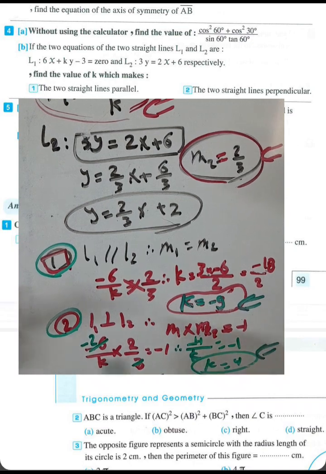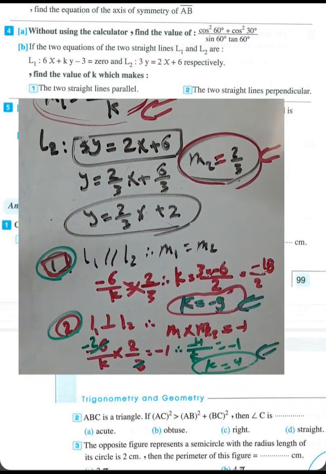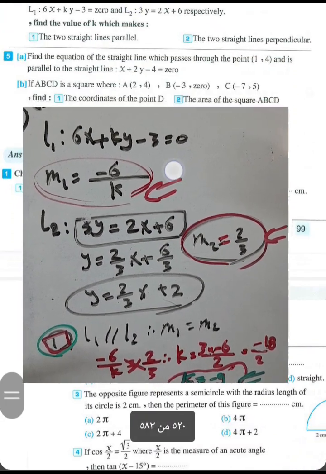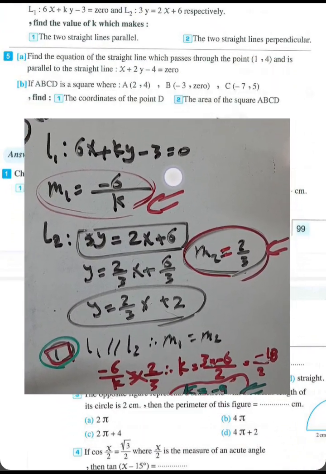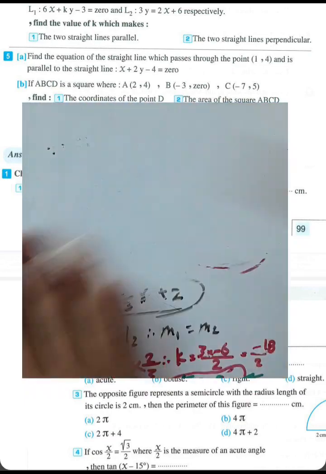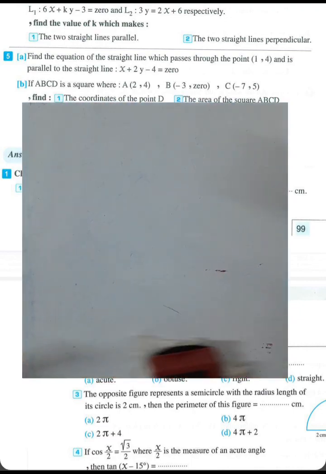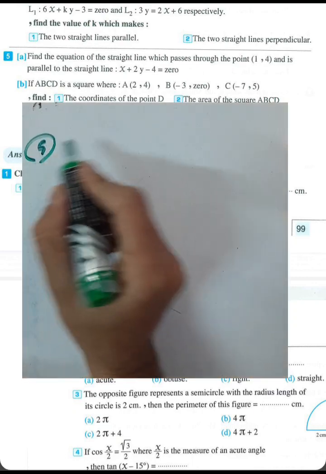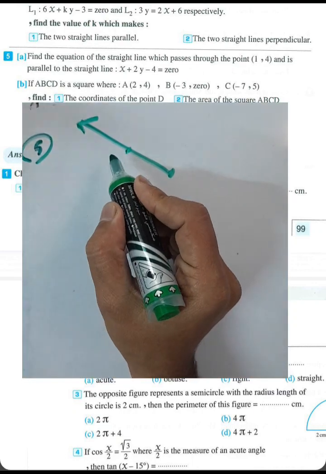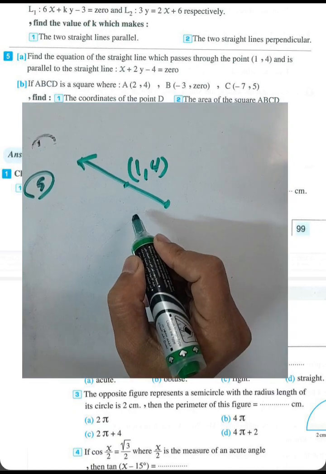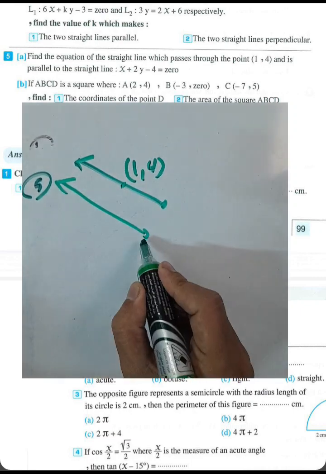The second solution about this example. Next question, number 5, letter A. Find the equation of the straight line which passes through the point (1, 4) and is parallel to the straight line x plus 2y minus 4 equals 0. We have a straight line passing through the point (1, 4) and parallel to another straight line. They are parallel.